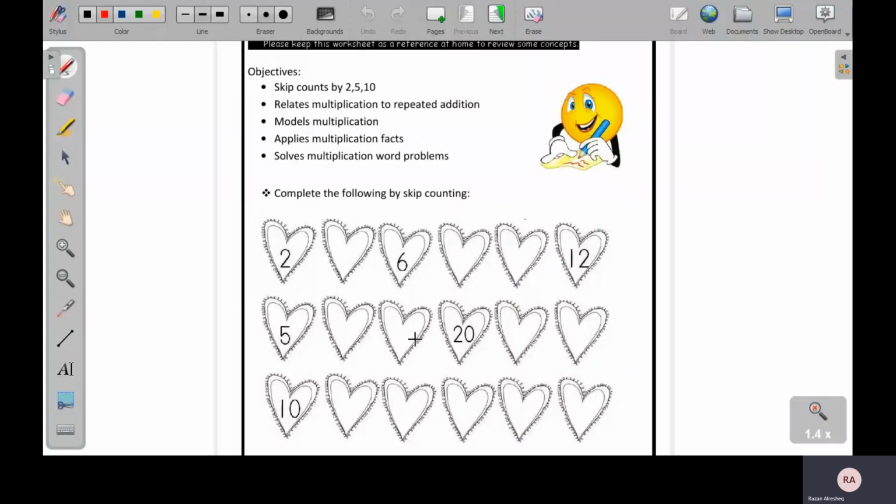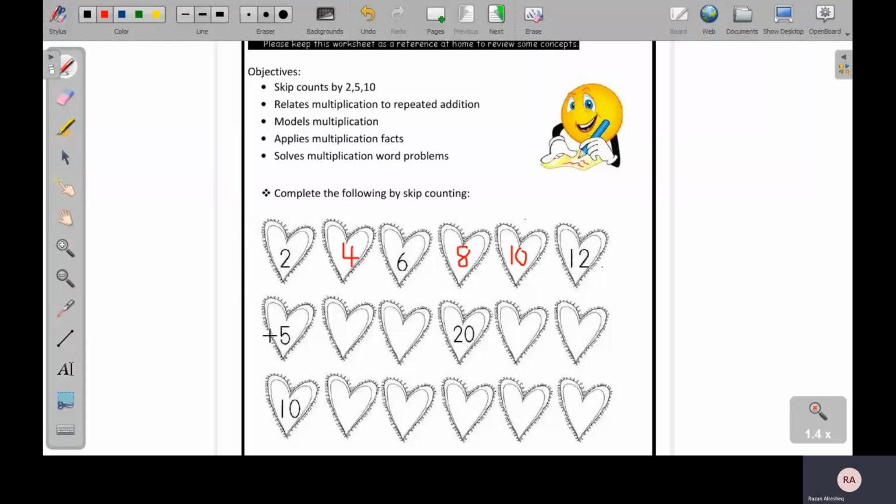Now, the first line here is skip counting by 2s. So we start with 2, and then we keep adding 2s until we reach 12. So we have 2, then we have 4. 6 is already done for us. 6 plus 2 gives me 8, so we put 8. And 8 plus 2 gives me 10. So we go to 10, and then 12 is already solved for us.